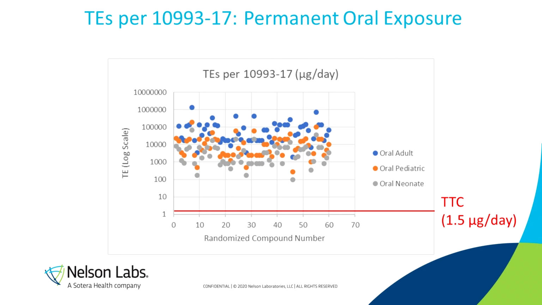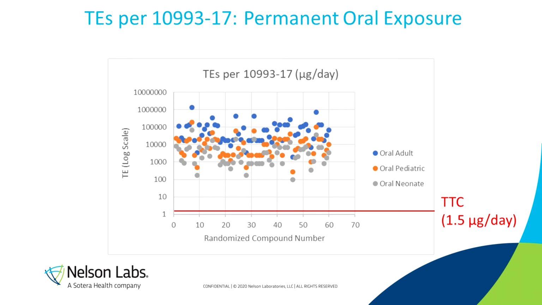So if we take the experimental tox data in the literature and extrapolate it for permanent oral exposure in humans, then you get this plot of tolerable exposures that I show in the graph. You can see different patient populations are broken out there. So oral exposure in adults, pediatrics, and neonates. Neonates being obviously the most vulnerable population with the lowest body weight. And you can see that in the lowest case, the TE is roughly 100, which is far, far above the threshold of toxicological concern of 1.5 micrograms per day.